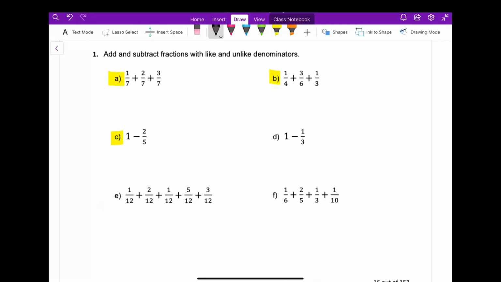The first thing I do is look at the denominator. I look at my denominators. Are they common or not common? So in our case, they are common already. I'm ready to write these over one fraction. So we're going to have this. It's going to be 1 plus 2 plus 3.